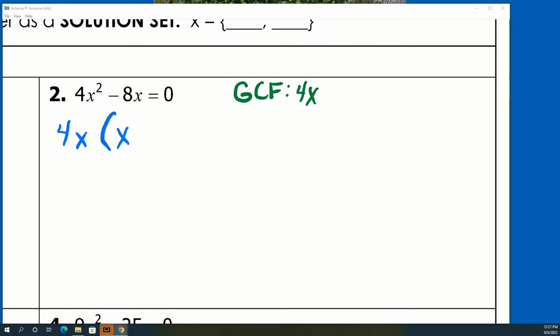All right, and then we need to factor 4x out of 8x. So 8 divided by 4 is 2. And then what happens to the x's? It completely cancels out. Okay, so that was the same thing we did all last week and part of the week before.